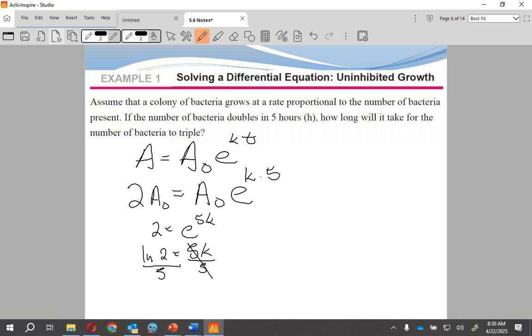I'm going to leave it like that because you really want to save all your rounding for the very end. So that is an exact answer. Now I have a k value. Can I plug that in? Because I want to know when it's going to triple. Rewriting this problem to solve for the triple is usually the hardest part. Where am I going to say that this is going to triple?